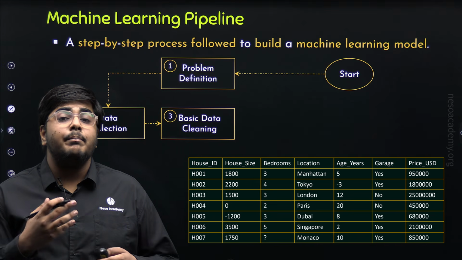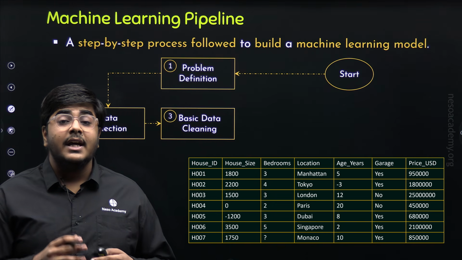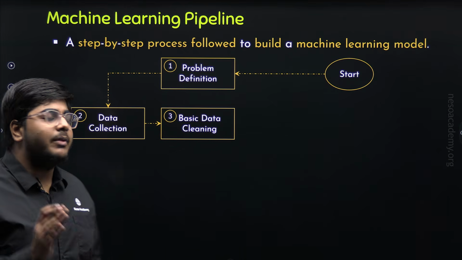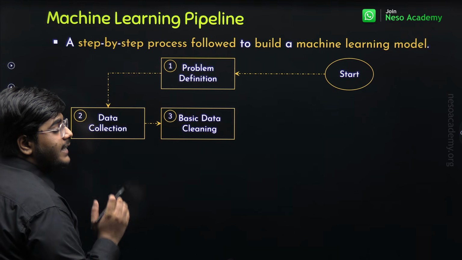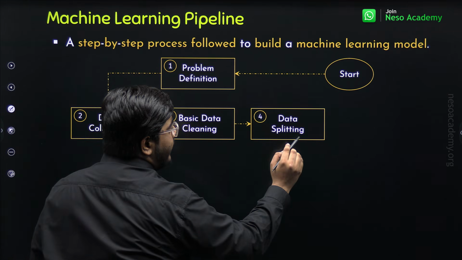Also, there can be some missing values in that data set. There can be some spelling mistakes. There can be some unformatted text. All these problems are removed in basic data cleaning. Now, after basic data cleaning, the fourth step is data splitting.